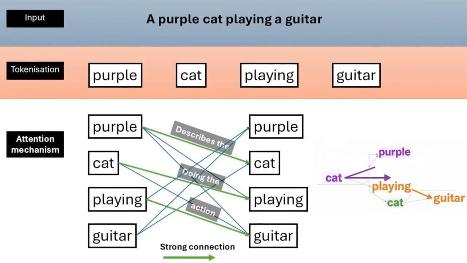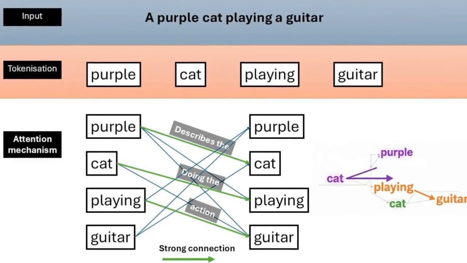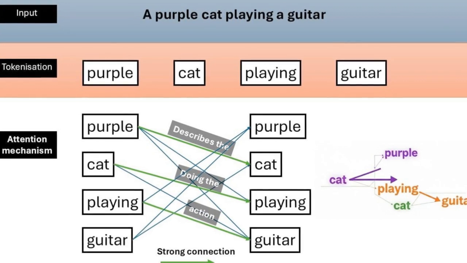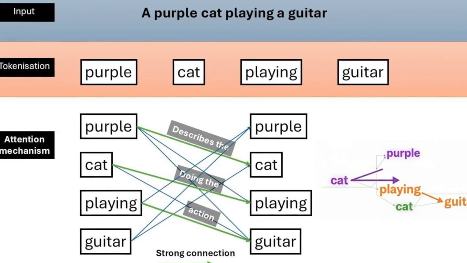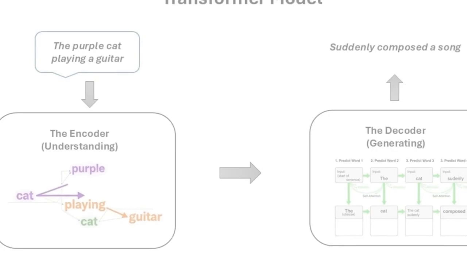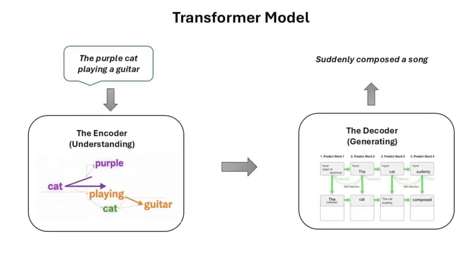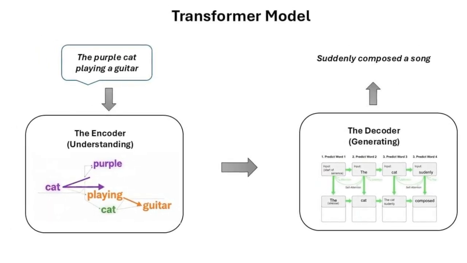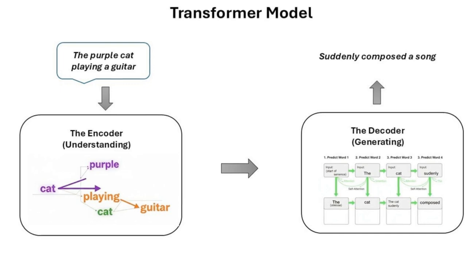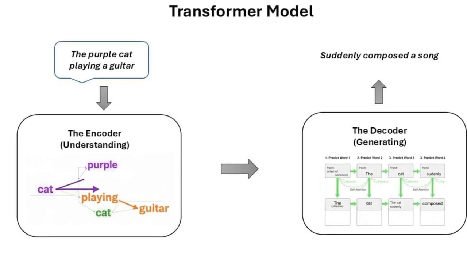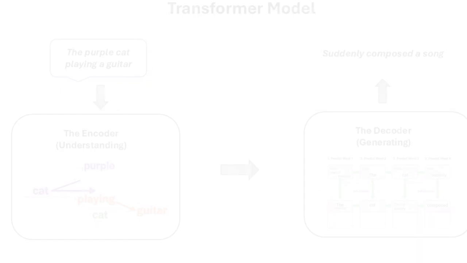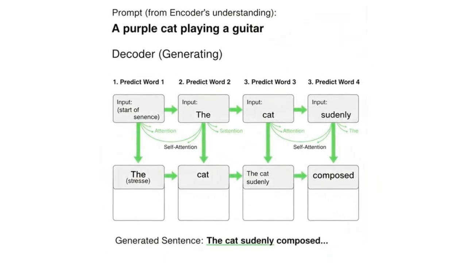The transformer model reads the sentence. When it processes the word guitar, its attention mechanism would highlight playing. It immediately sees that guitar is directly related to the action of playing. Notice cat. It understands that it's the cat that is doing the playing of the guitar. Connect purple to cat. It knows that purple describes the cat, not the guitar or playing. So instead of treating each word in isolation, attention makes the model aware of how all the words relate to each other.